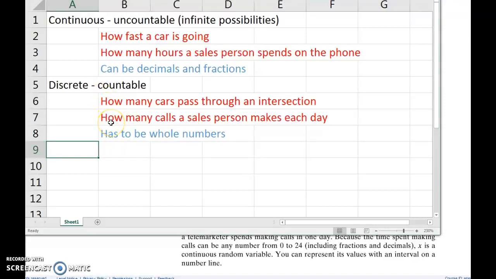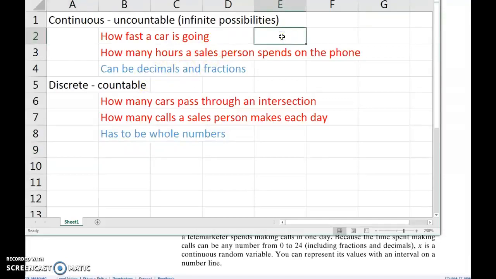Another example is how many calls someone makes per day. You would again just count with whole values how many calls they make. For continuous variables, here, how fast a car is going. So that would have to be something you measure. We're going to measure these instead of counting because there are infinite possibilities here. It could be any fraction, any decimal.